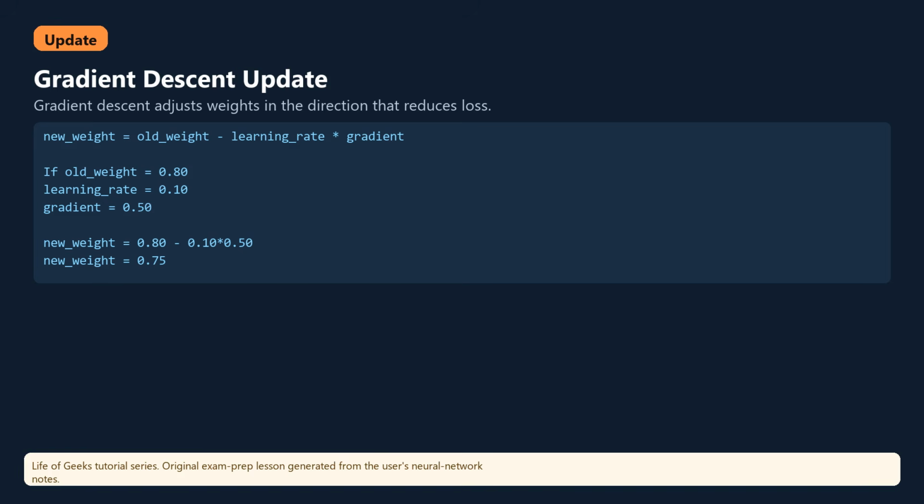In the example, the old weight is 0.8, the learning rate is 0.1, and the gradient is 0.5. Multiply 0.1 by 0.5 to get 0.05. Subtract that from 0.8 to get 0.75. So the new weight is 0.75. This small calculation is enough to understand the direction of training. The optimizer keeps taking steps that are intended to reduce the loss.